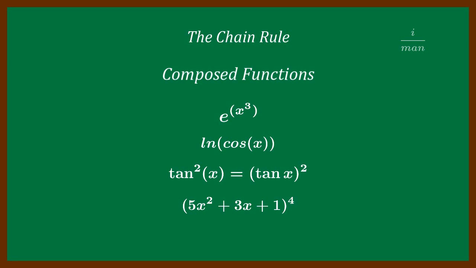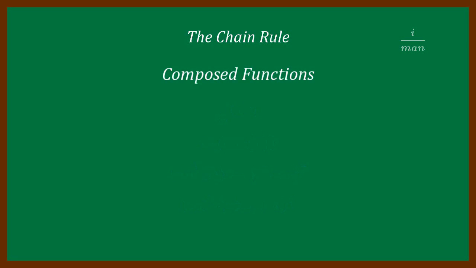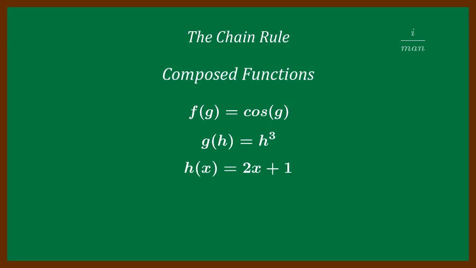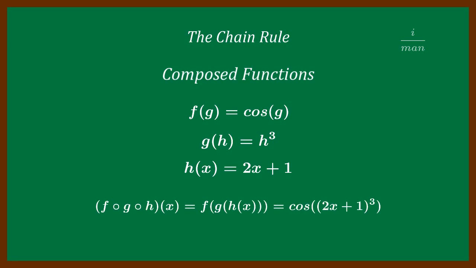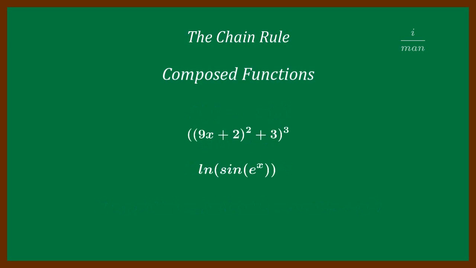Sometimes functions are composed more than once. For example, you might have 3 functions, f, g, and h. F of g is cosine g, g of h is h cubed, and h of x equals 2x plus 1, which gives the composition of f, g, and h as cosine of 2x plus 1 cubed. Other examples are the following.